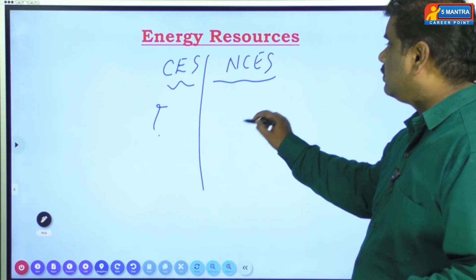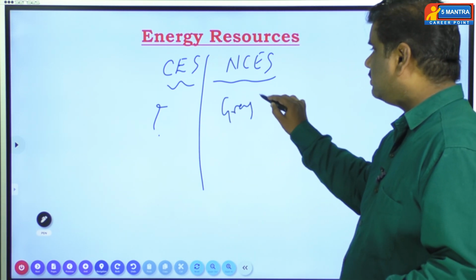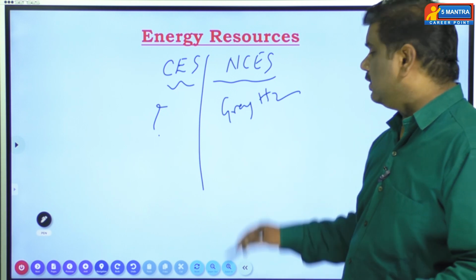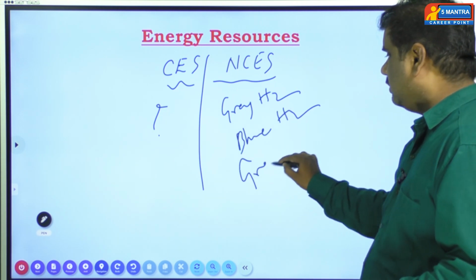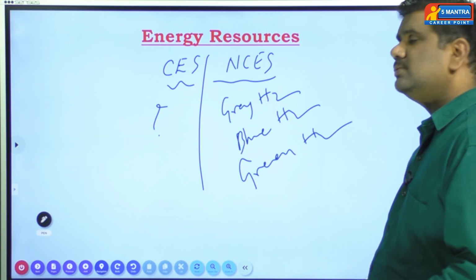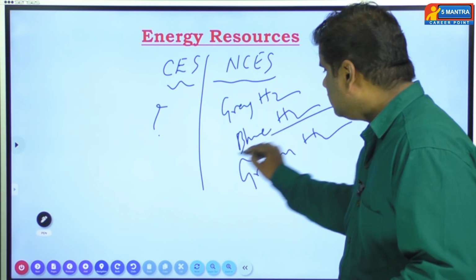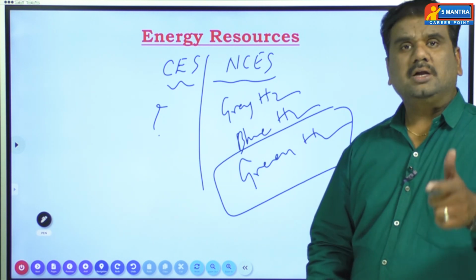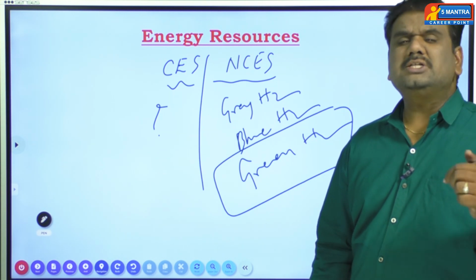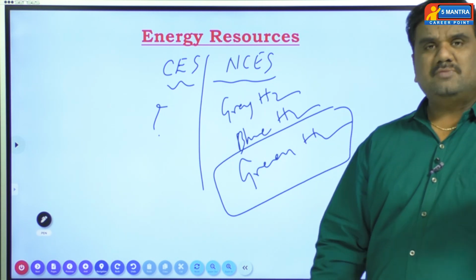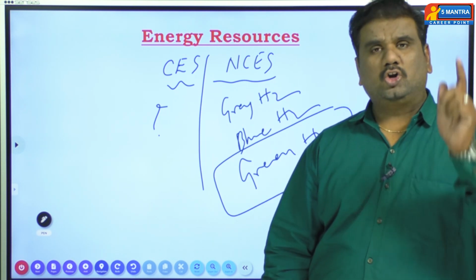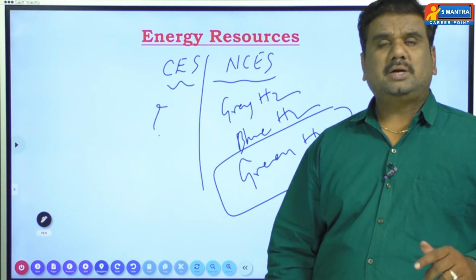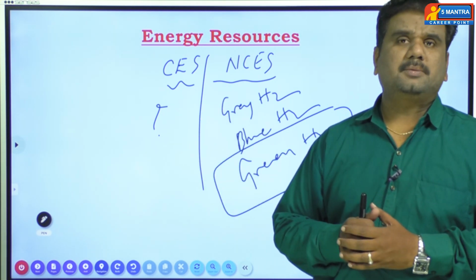What is the difference between grey hydrogen and blue hydrogen? At the same time, you're talking about green hydrogen. As on date, we are focusing a lot on green hydrogen. So what is meant by green hydrogen? How can we produce green hydrogen? What is the target that has been set by the Honorable Prime Minister for 2030?